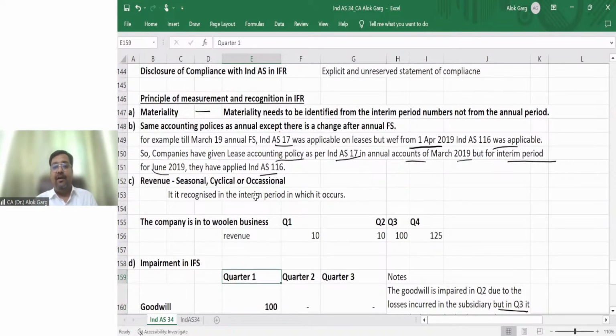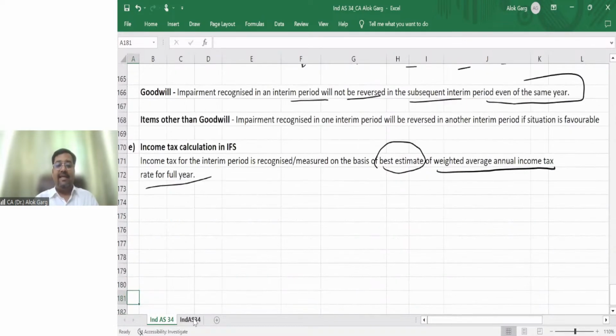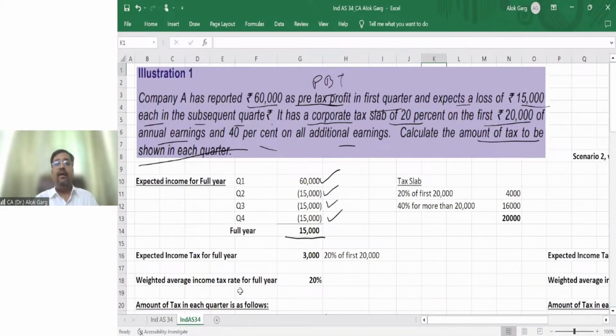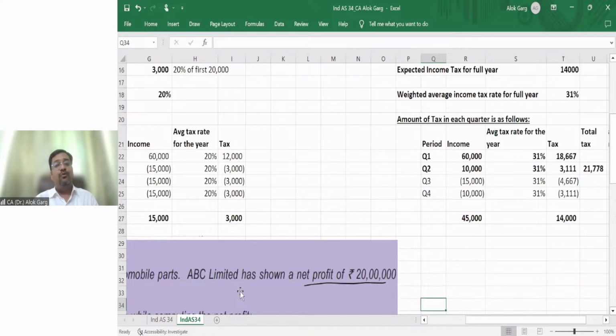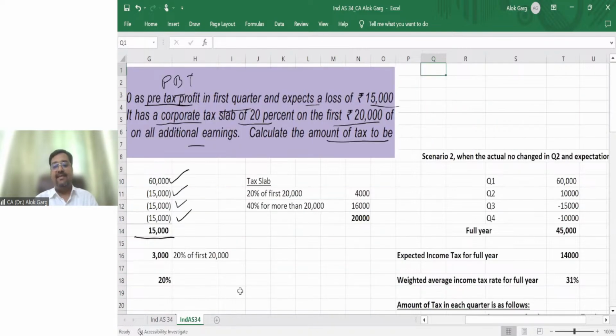Then we have discussed the principles of measurement and recognition, where we have discussed that materiality should always be for the interim period only. Then we have discussed the same accounting policy. Revenue has to be recognized for the period in which it is incurred. Impairment in interim financial statements we have discussed. Then we have discussed the income tax calculation, and we have covered two practical questions from the institute study material. And I have also elaborated illustration number 1, scenario 2, so that you will be able to understand if subsequently the income is changing, how this has to be taken care of as far as tax is concerned.